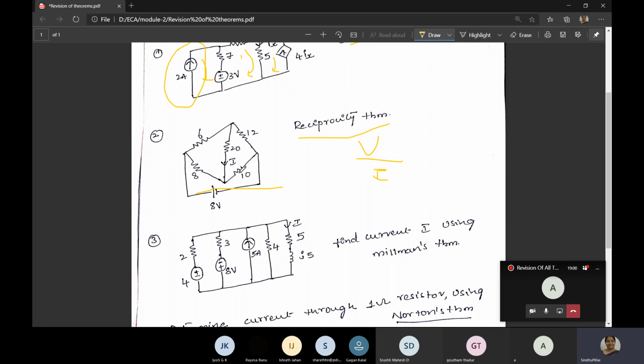First, as usual, find I. Next, change the position of I and the voltage. Bring I here and voltage here. Okay, just change the position.